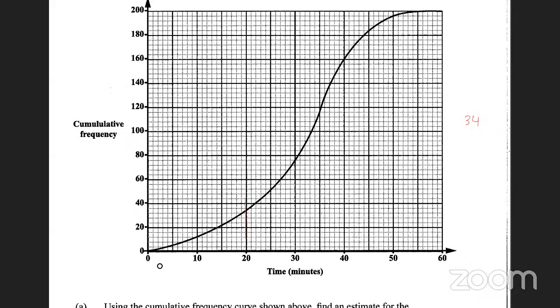All right, let's just see. 20. Looking like it's in the middle. Middle of 32 and 36. So I would say 34 is that cumulative value. And then 50, come on 50, be a nice value. Oh, we did 50 earlier, that was 96.